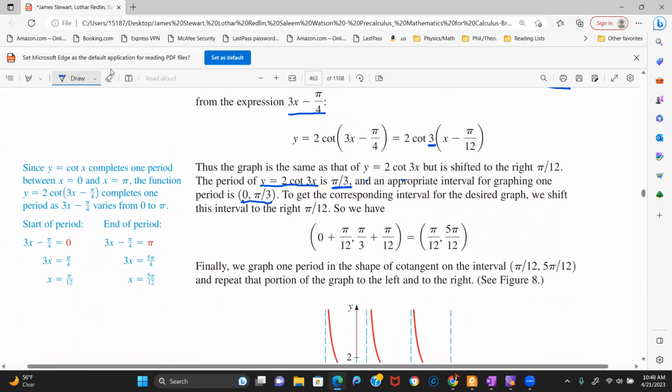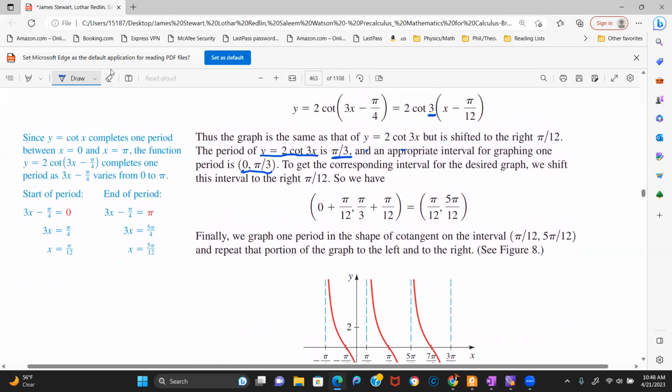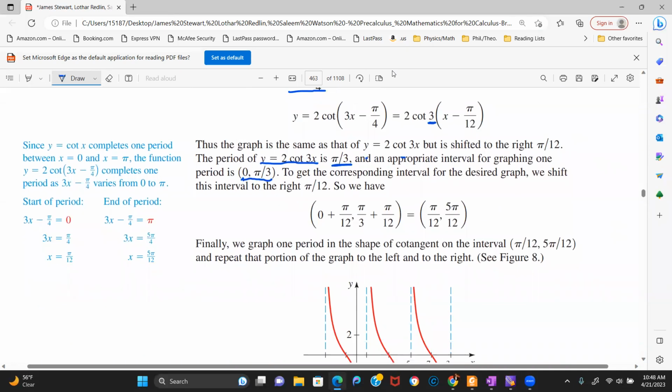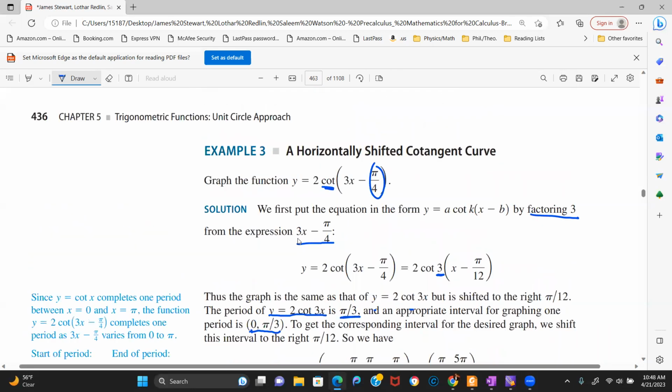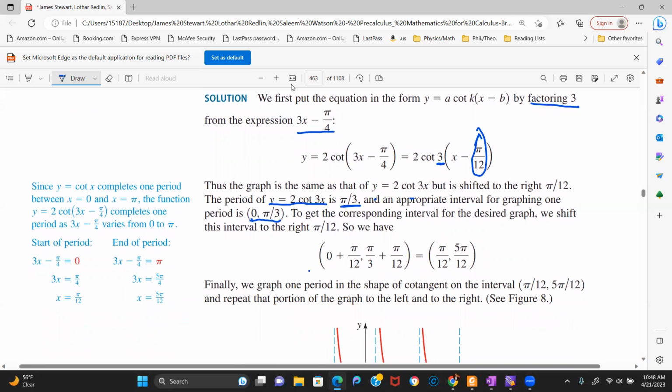All right, but now we're not just looking at cotangent of 3x. We're looking at cotangent of 3x minus pi over 4. So that's going to correspond to shifting to the right pi over 4 units. Sorry, no, I got this backwards. We want to look at the factored form. So we want to look at this factored form. We're shifting over pi over 12 units.